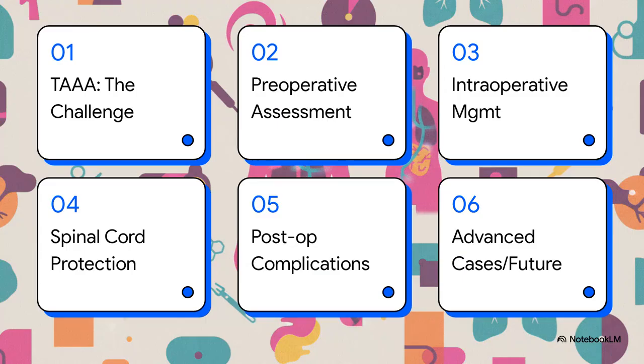So here's our roadmap for this explainer. We've broken it down into 6 main parts. We'll start by defining the problem, the anatomy of the challenge itself. Then we'll walk through the entire perioperative journey, from the critical preoperative assessment into the thick of intraoperative management. We'll spend a good amount of time on the absolute cornerstone of this procedure, spinal cord protection. After that, we'll look at what can go wrong postoperatively and how to manage it, before finishing up with a look at some really advanced cases and where the field is headed.